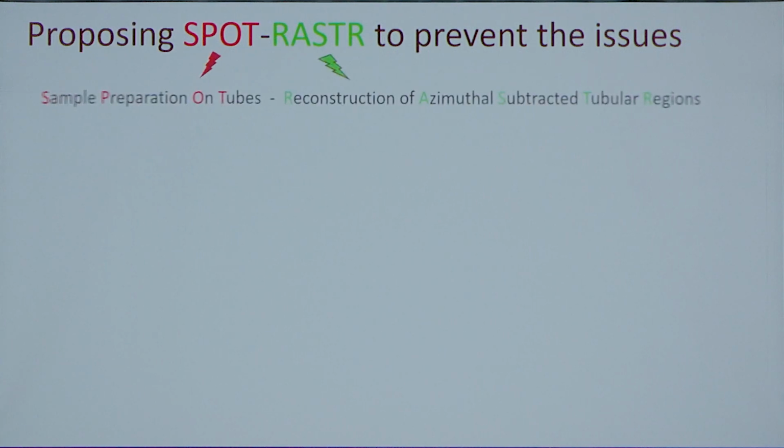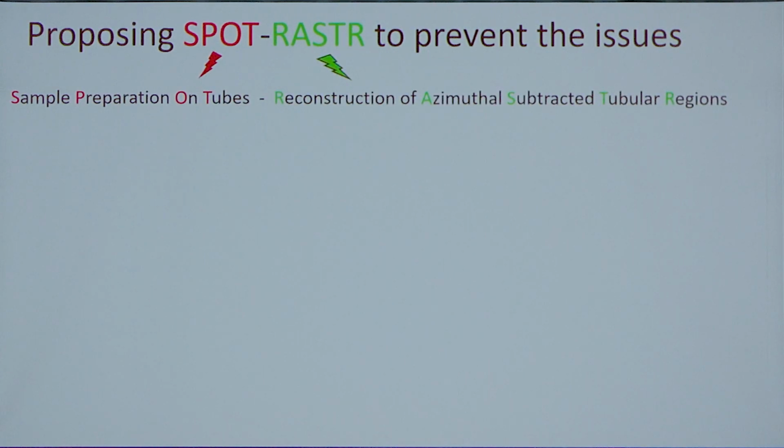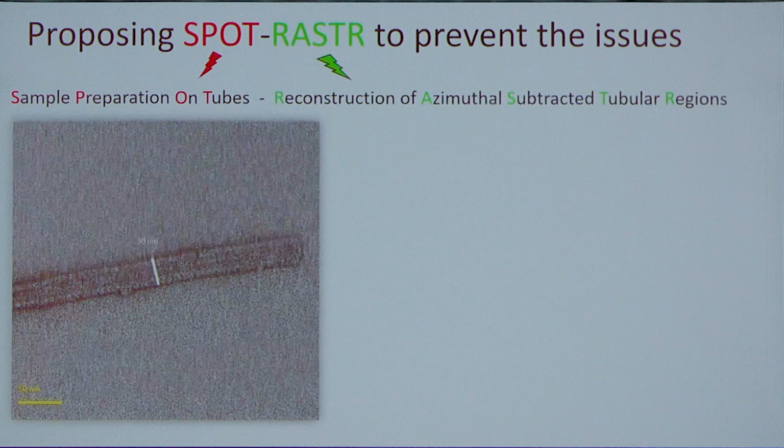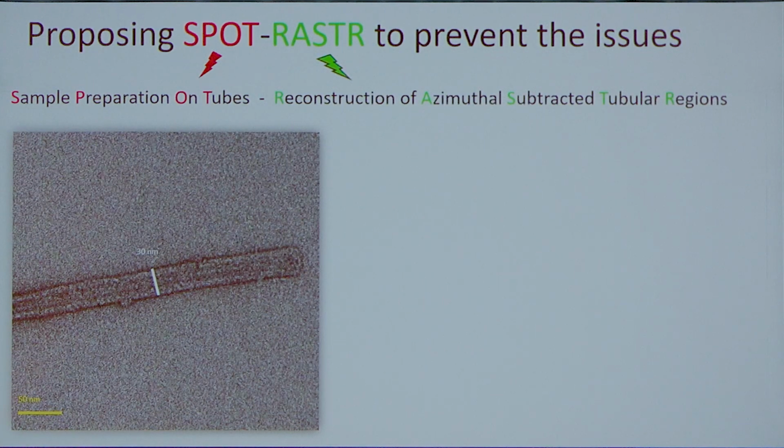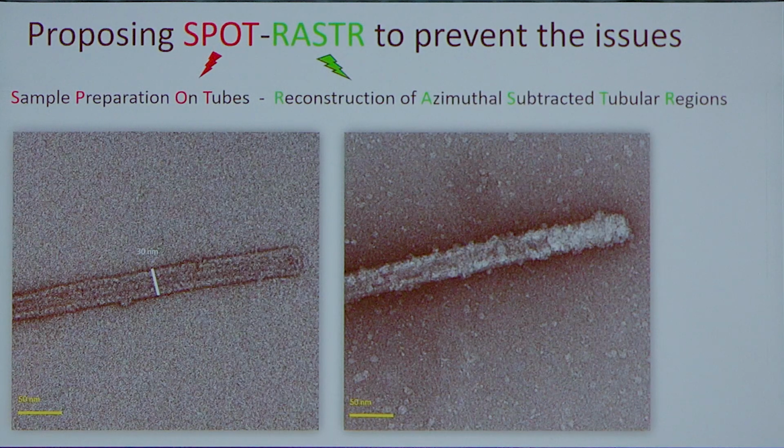So we chose this SPOT-RASTR, and you don't need to worry about all these words. It stands for sample preparation and tubes, and I'm just going to focus on that part. The idea is to use lipid nanotubes, and you see the diameter is 30 nanometers, and decorate them with the sample of interest using these lipid tags. When you have a protein with a defined tag, and you have the catching tag on the other side of the lipid, you can catch your particles. You see a naked tube here compared to the decorated tube.